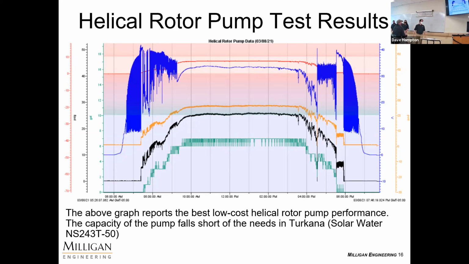First let me say we would recommend helical rotor pumps for this reason, to be able to achieve maximum flow rate. However, this pump was not as powerful as the centrifugal, so that one was able to meet our needs. This one was not.